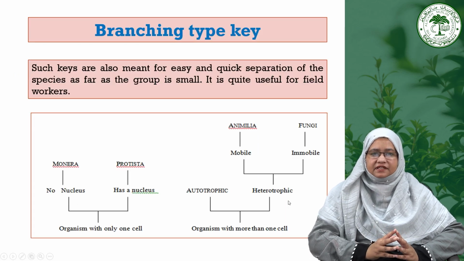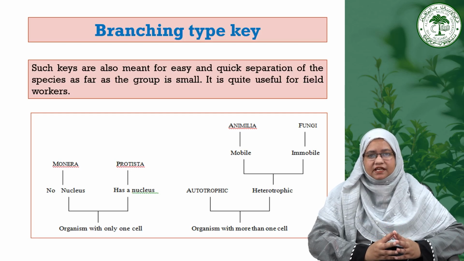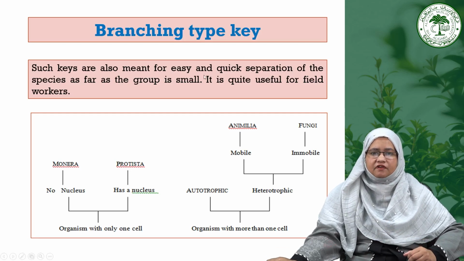Then branching type keys, as I have shown you in the keys section in the taxonomic aids. Such keys are also meant for easy and quick separation of species as long as the group is small. So it is quite useful for the field worker also. As you can see, this is the organism with one cell, with no nucleus, that is called Monera. Then those who have a nucleus are called Protista.